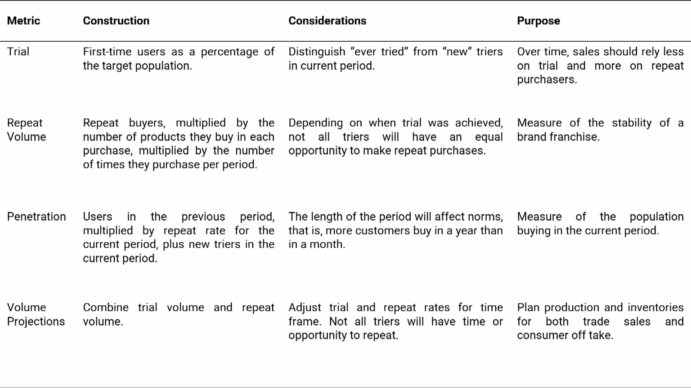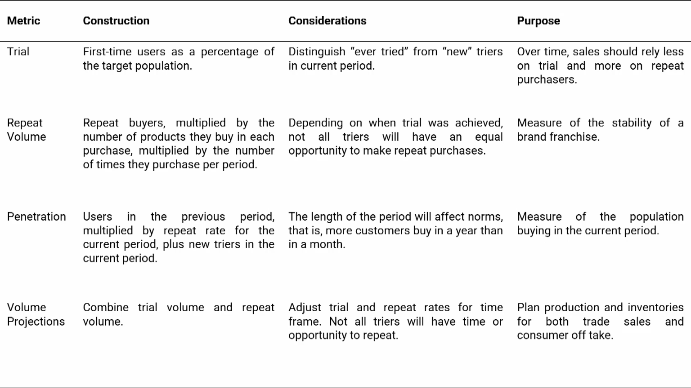Now, we will summarize the metrics associated with trial, repeat and penetration. Look at the first metric, that is trial. As per the construction, it is the first time users as a percentage of the target population. Considerations: it distinguishes the ever tried from the new triers in the current period. So, it bifurcates who are our repeat customers and who are our new customers. The purpose of this metric is to understand that over time the sales should rely less on the trial and more on the repeat purchases. That is why this bifurcation is important.